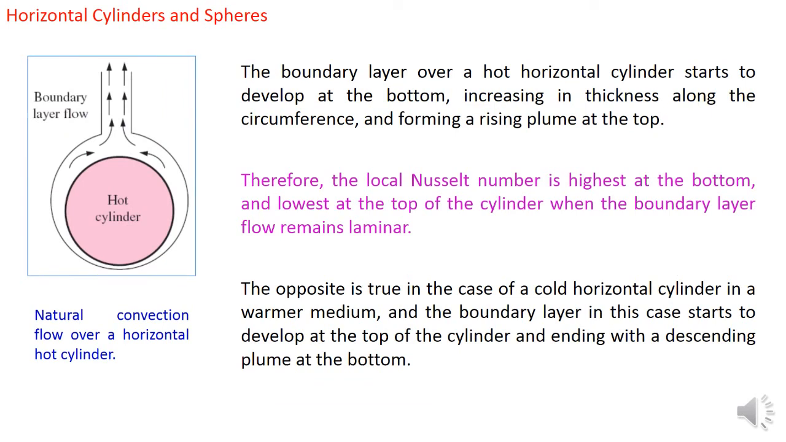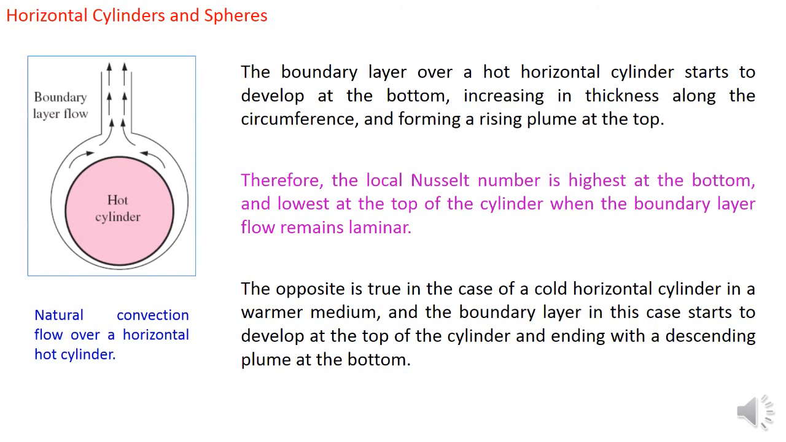Horizontal cylinder and sphere. The boundary layer over a hot horizontal cylinder starts to develop at the bottom, increasing in thickness along the circumference and forming a rising plume at the top, as shown in the figure on your left hand side. Therefore, the local Nusselt number is highest at the bottom and lowest at the top of the cylinder when the boundary layer flow remains laminar.